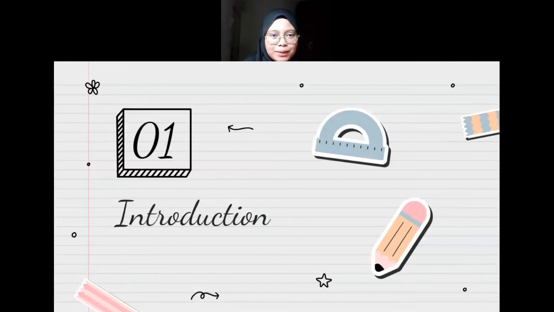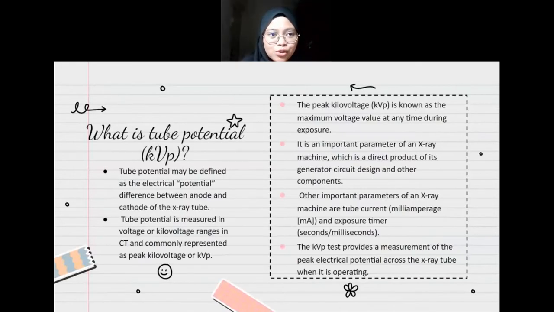Today our group will present one of the basic quality control tests in diagnostic radiology, which is tube potential, kVp. So, what is tube potential kVp? Tube potential may be defined as the electrical potential difference between the anode and cathode of the X-ray tube.